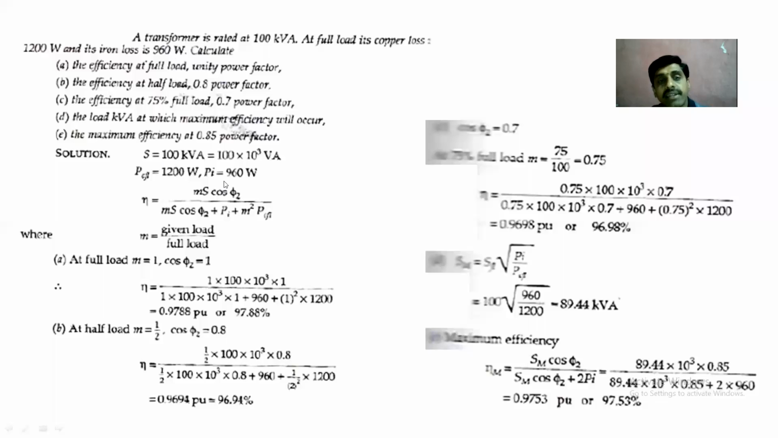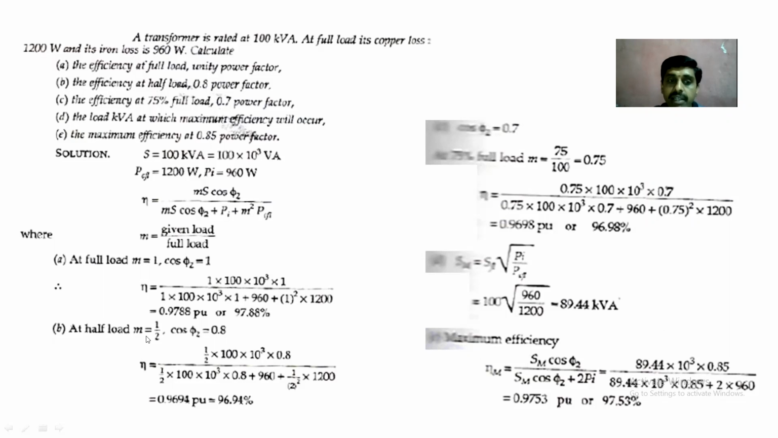The simple thing is, generally, what is the efficiency formula? Efficiency equals x or m into VI cos phi, divided by output plus iron loss plus copper loss. Copper loss means x square or m square times the full load copper loss. So this is the formula for efficiency, where m is nothing but the given load by the full load. So for the first question, full load unity power factor: full load means x equal to 1, power factor is 1. Therefore you substitute in this and get the full load efficiency.